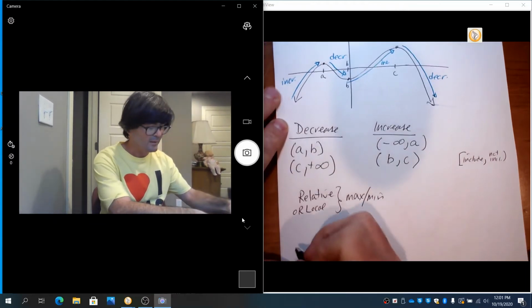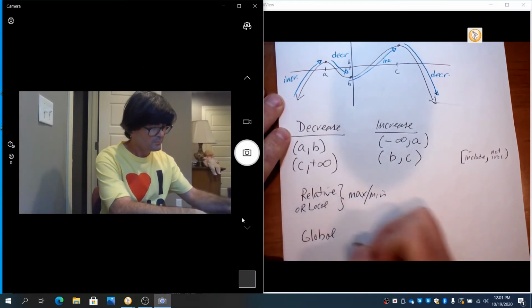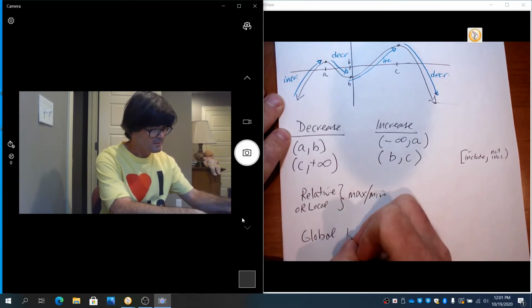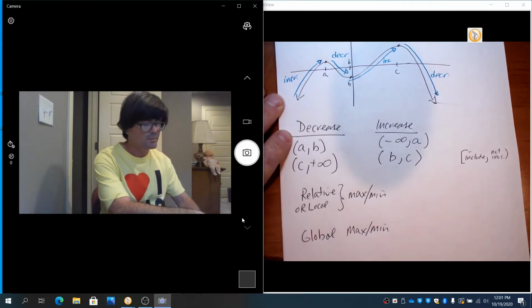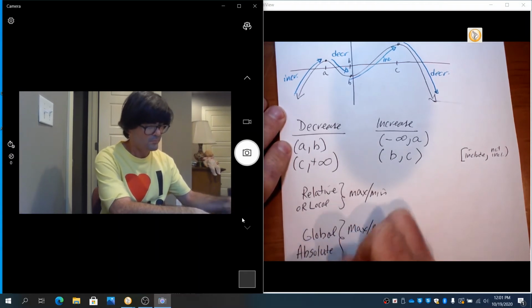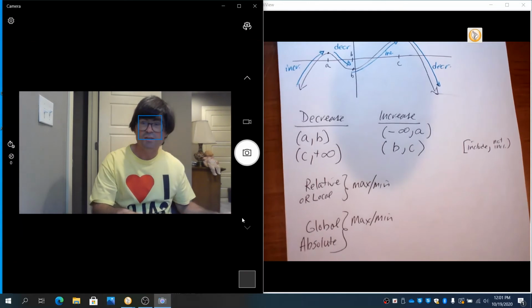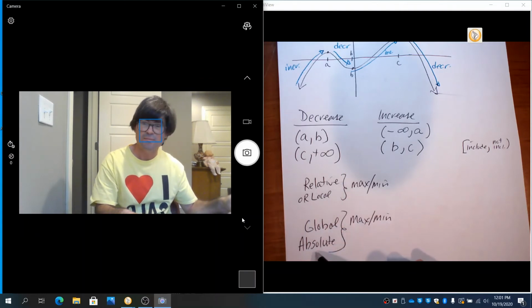And then we're going to have a global max or global min. Sometimes that's called absolute also. So these are two ways you can describe a max or a min. You can either have a relative or local max or min, and you might also have a global or absolute max or min. These are just vocab words that mean the same thing. Depending on the book you're in, you might see either one.